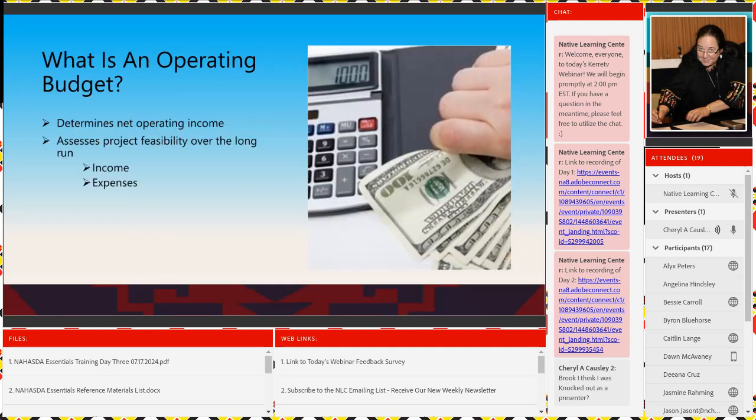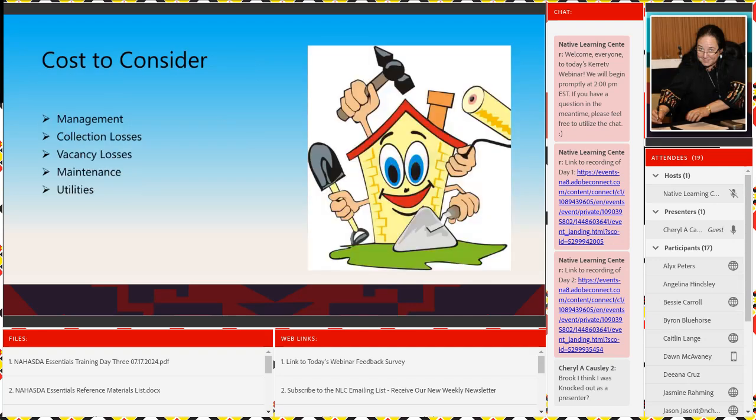So you need to be able to utilize an operating budget. What is it? It determines your net operating income. It assesses the project feasibility over the long run, your income and your expenses. There are things you need to consider, because you can't forget them, or they'll bite you in the end. Your management costs, your collection losses. You're never going to collect all the money that your tenants owe you. It doesn't happen in the real world. Your maintenance costs and the cost of utilities, which have been going up through the roof.